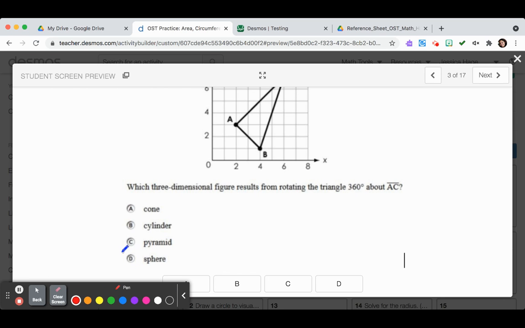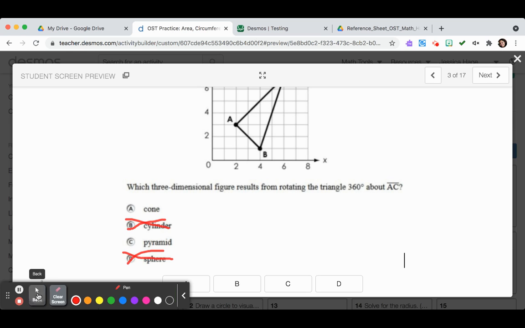A sphere is a circle, so we're going to eliminate D. A cylinder does not have any triangles in it. A cylinder is sort of like a Pringles can. So the ones that would make sense here would be a cone or a pyramid. And so you want to be able to narrow it down to A or C.